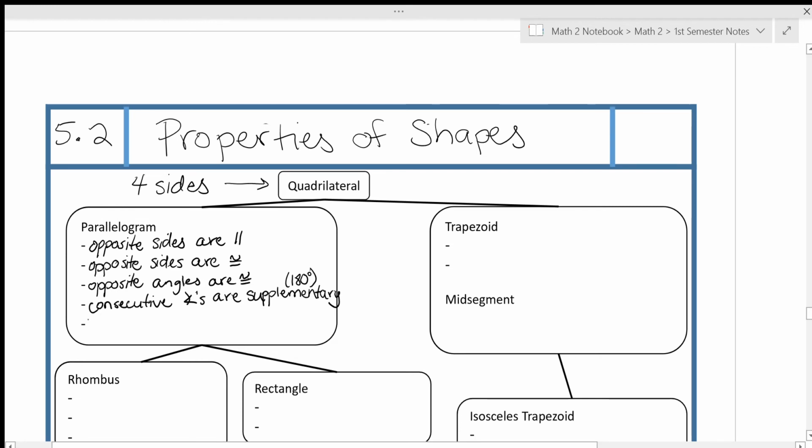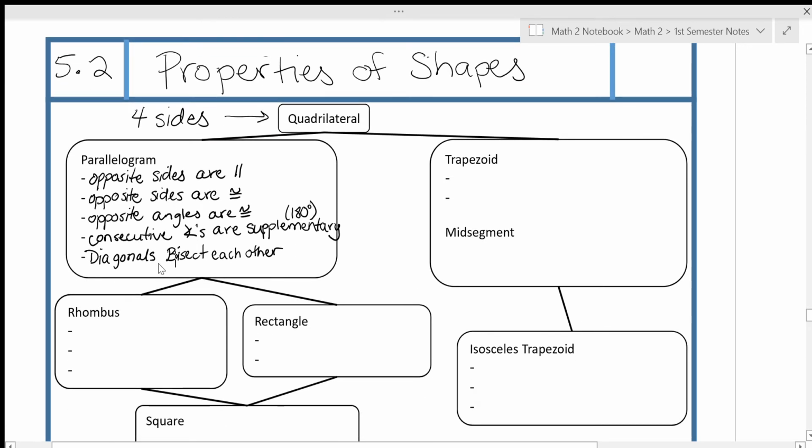And they have diagonals. So diagonals are segments that go from vertex to vertex across a shape. They have diagonals that bisect each other. So if you have a quadrilateral, a 4-sided shape that has any of these 5, then it is a parallelogram. And the most defining characteristic potentially there is that opposite sides are parallel. That's why we call it a parallelogram.